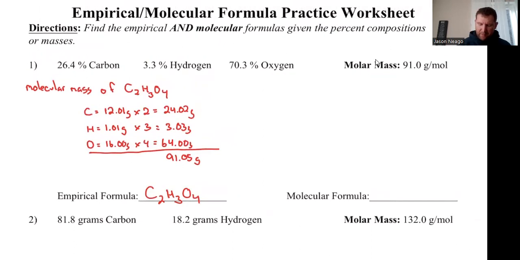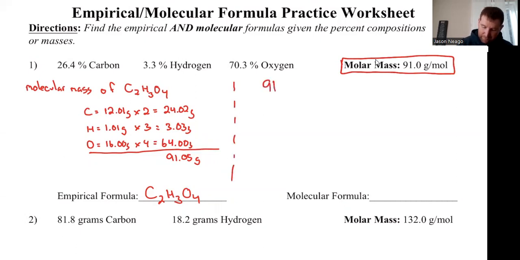Okay, so step number 2, I'm going to divide the molar mass of my molecular formula, which in this case is the value that's given right here. It will be given to you in the problem. I divide it by the molar mass of my empirical formula. So I'm going to divide 91.0 by 91.05, and I get 1.